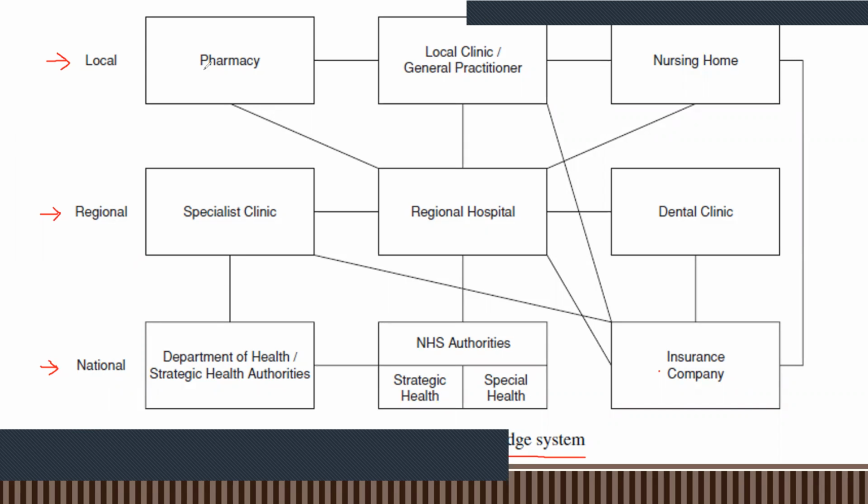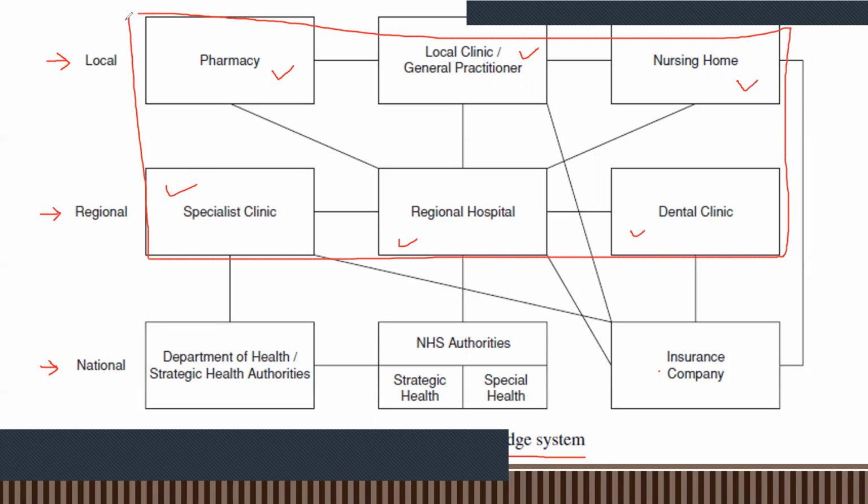So at the local level, the pharmacy, the local clinic, general practitioner, and nursing homes are shown. Whereas at the regional level, the specialist clinics, consulting clinics, the regional hospitals, and the other clinics are incorporated. So regional contains local as well. Then it expands to the national level.